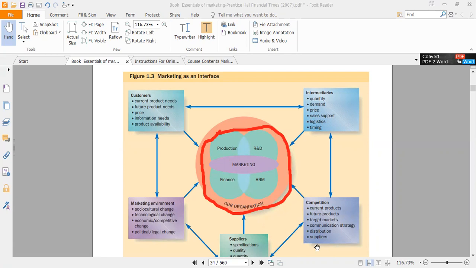So the competition. When you stay closer to the industry, it means your marketing department is more efficient, right? It has a good know-how or good understanding of the competition and the industry overall.